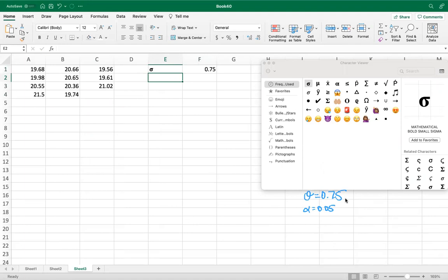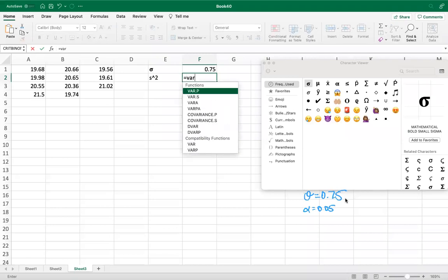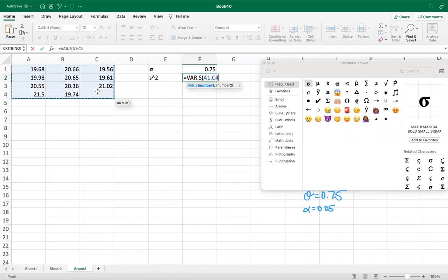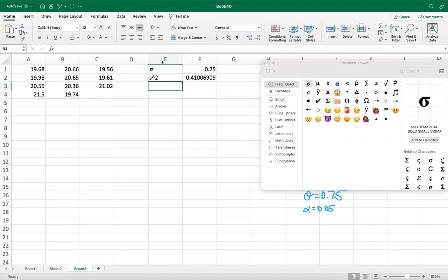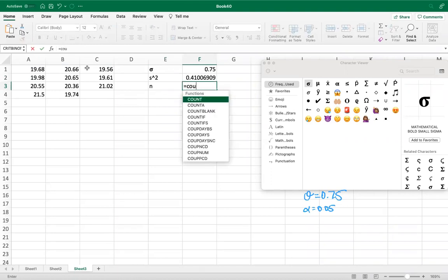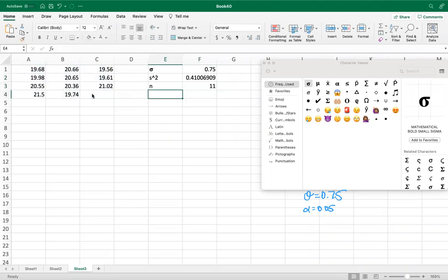So we need S squared, or the sample variance, which is VAR of a population or a sample. It's going to be from the sample, this here. And we have our sample standard deviation. We also need to know what N is. N is equal to the count of these values here. 11, perfect. Our degrees of freedom is equal to this value minus 1.